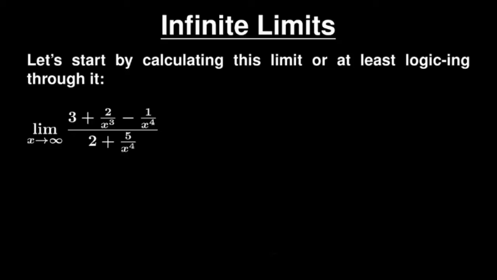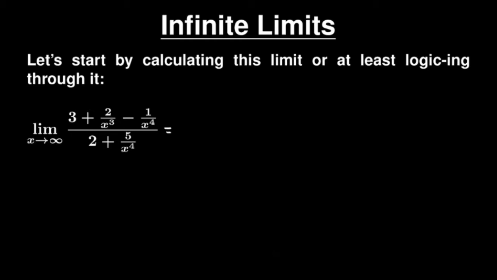Hello class, so in this video we're going to be talking about infinite limits. What that means is we're just going to see what happens when x approaches infinity or negative infinity. Most of the time, it works the same way for negative infinity and infinity. You're going to have a horizontal asymptote. However, there are some cases where you're going to see that it is different, and we can talk about those specifically later on. So let's just start by calculating this thing.